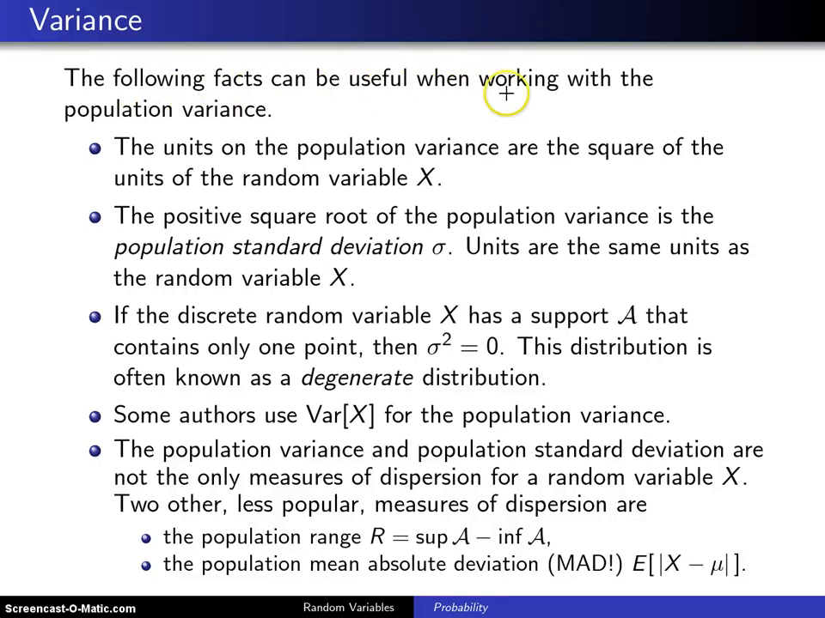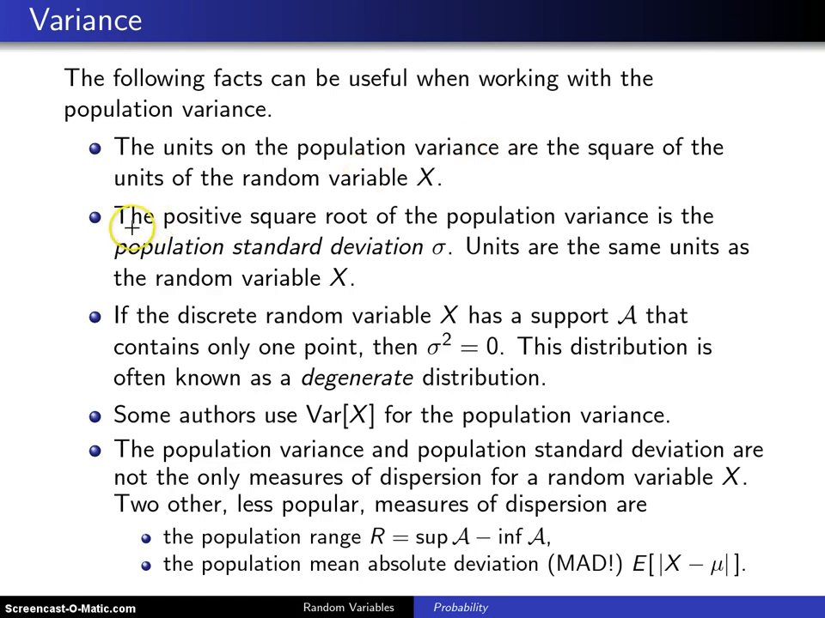Here are some facts that can be useful when working with the population variance. The first is the units on the population variance are the square of the units of the random variable x. So if x is measured in, say, meters, then the population variance sigma squared will be meters squared. If x is measured in minutes, then the population variance will be minutes squared.